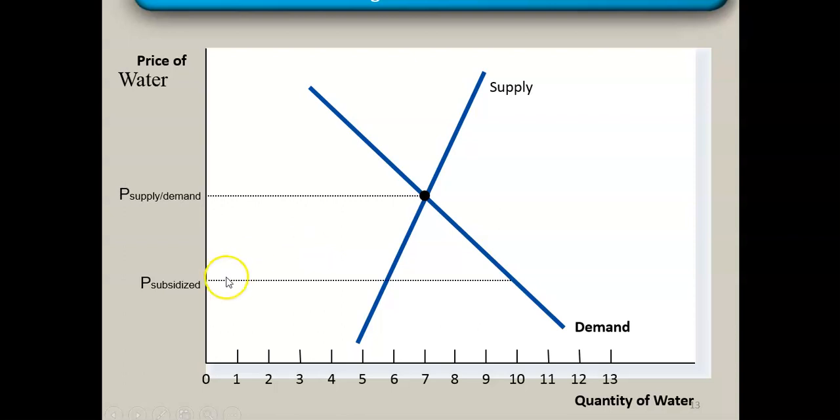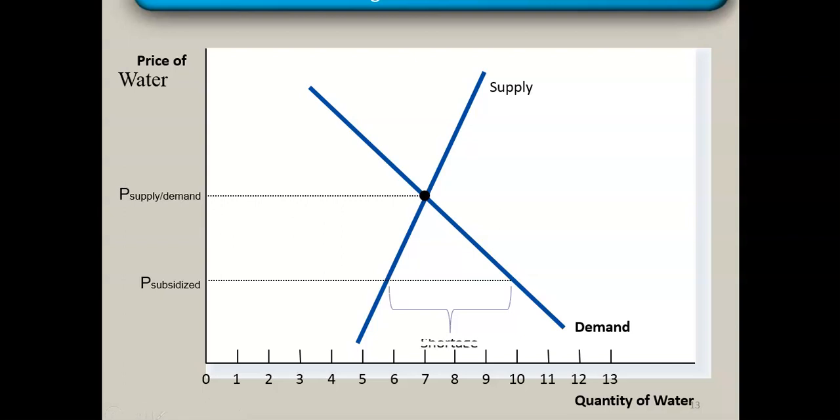So let's say we charge a price down here. It doesn't matter exactly what these numbers are. There's no price here, but you can consider this $1 a gallon, and you consider this $2 a gallon, however you want to think about it. But it's basically you're charging less than effectively the cost of providing that water.